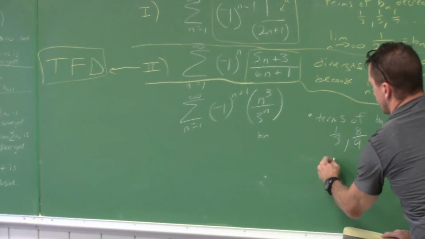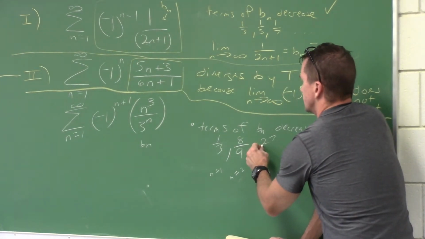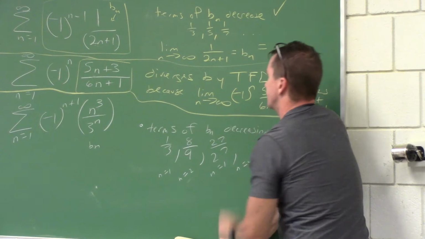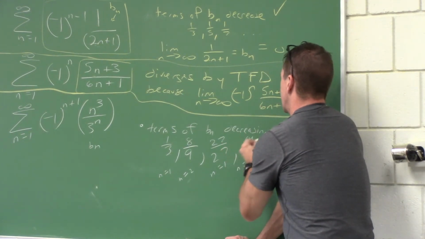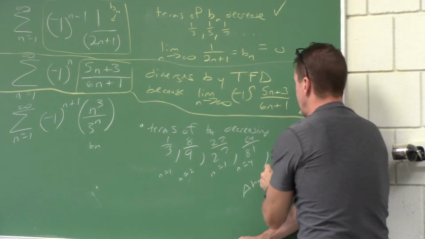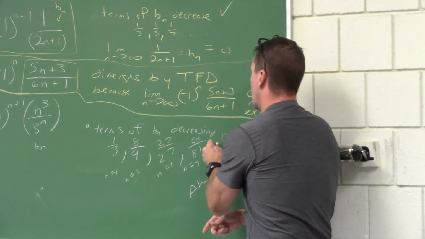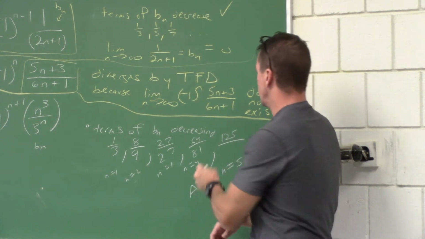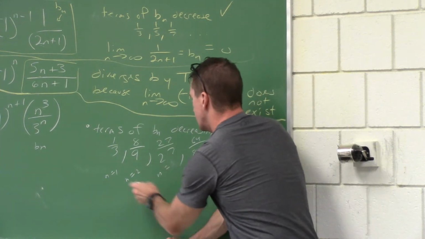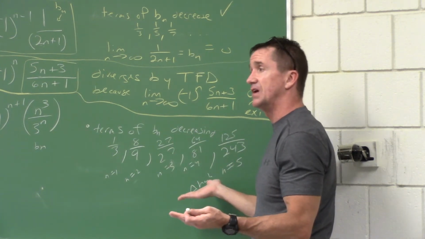This was n equal to 1. This was the second term. What's the third term of b sub n? 27 over 27. All right, and n equal to 4? 64 over what? Aha. Do you see what's happening? Now they're starting to go down. Try n equal to 5, the fifth term: 125 over 3 to the 5th, which is 243. And they're starting to decrease after the third term. So these terms do decrease eventually.